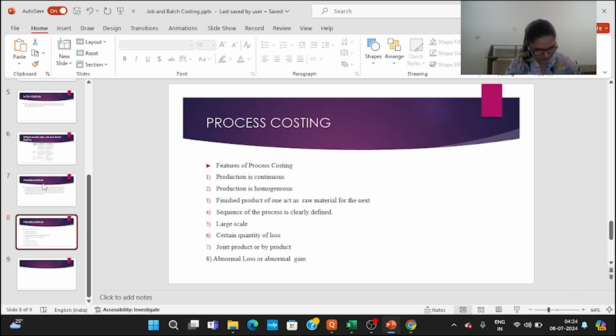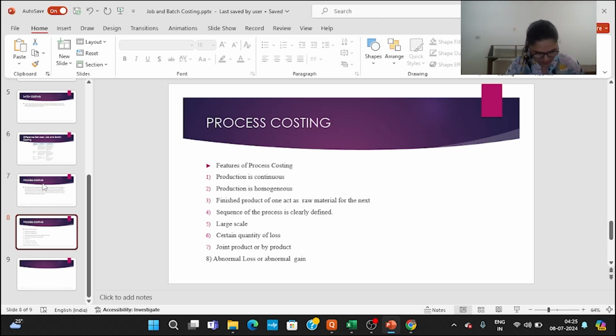It simply means the units produced are identical to each other, they are not different. The units from one process to another process may differ from each other. For example, units of process A may differ from units in process B because they might be on a different process, so they all together may look very different. But the units in process A altogether are all similar, or homogeneous, units. Finished products of one process act as a raw material for the next.